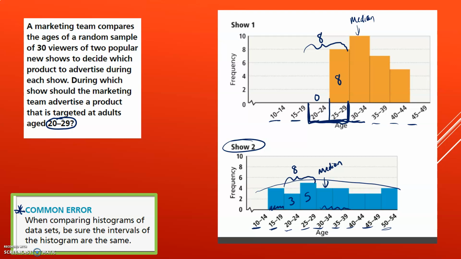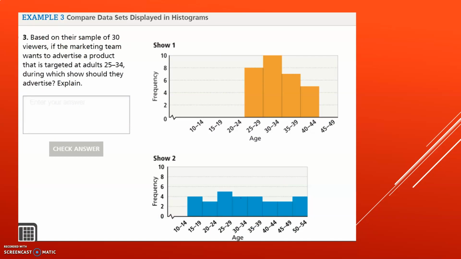But I want you to take a minute and look at the next example, which is looking at the exact same 2 shows. So these histograms are the same as the slide we just looked at. And now it says, based on the sample of 30 viewers, if the marketing team wants to advertise a product that is targeted at adults 25 to 34, during which show should they advertise, and explain why. So pause the video, take a look, and see what you think.